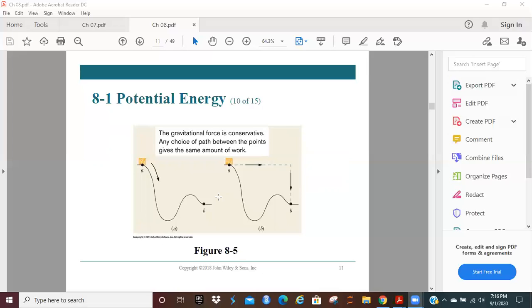So the gravitational force is considered to be conservative. Any choice of the path between A and B is going to give you the same amount of work. It doesn't matter here if this block, which kind of looks like cheese, coasts along that particular line to point B; it is going to do the exact same amount of work as going from here and then going down here. Both are going to be the same as far as gravity is concerned, because that's considered to be conservative.